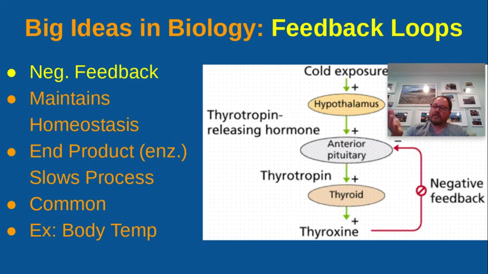Why would that be the case? Well, you don't want to overproduce thyroxine, right? If you overproduce thyroxine, you actually overshoot your set point. You'd overshoot your baseline temperature and you get too warm. So negative feedback is about maintaining homeostasis. And whenever product gets created, in this case thyroxine, it will actually inhibit its own production so you don't overcorrect.